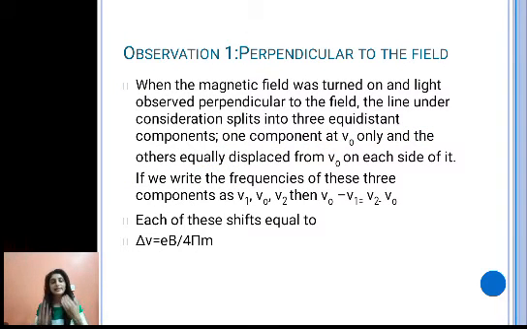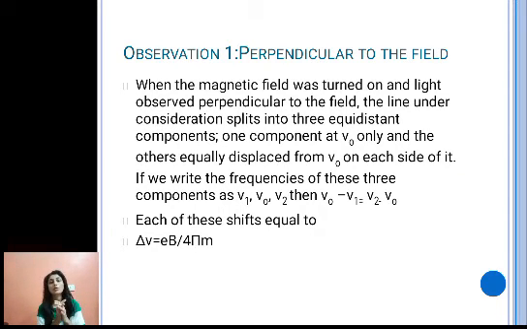First observation: let us assume that we are viewing perpendicular to the field. When the magnetic field was turned on and light observed perpendicular to the field, the line under consideration, nu zero, splits up into three equidistant components. One component is at nu zero only, and the other components are equally displaced from nu zero on each side. Nu one will be on the left side and nu two on the right side, and they are symmetric. So for the three frequencies nu one, nu zero and nu two, the difference between nu zero and nu one equals the difference between nu two and nu zero, because nu one and nu two are equidistant from nu zero.